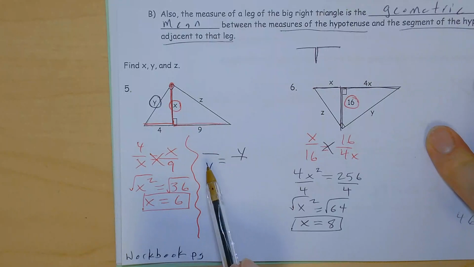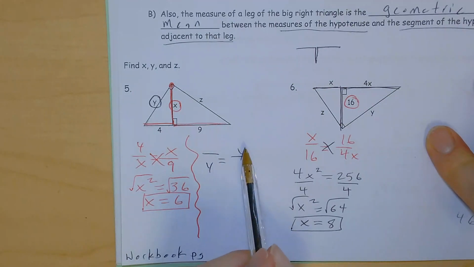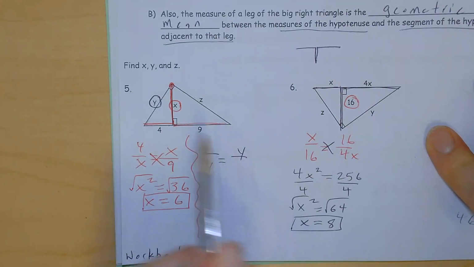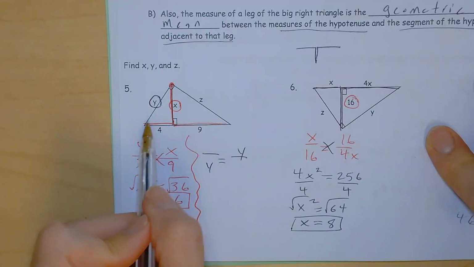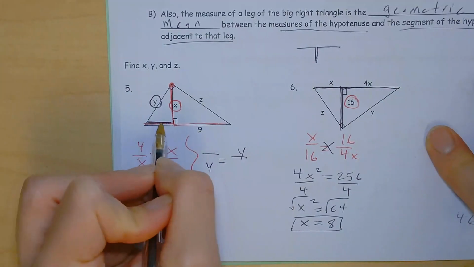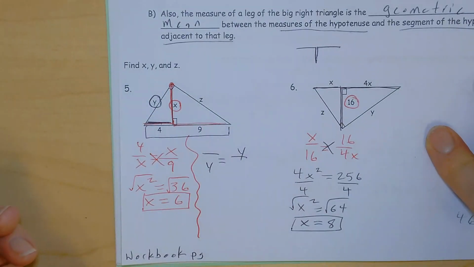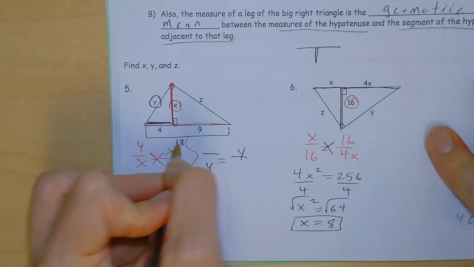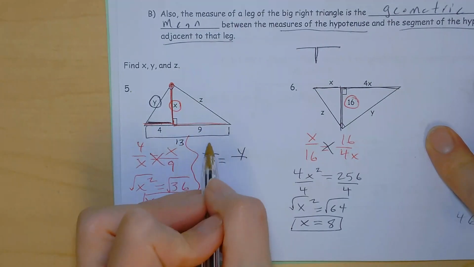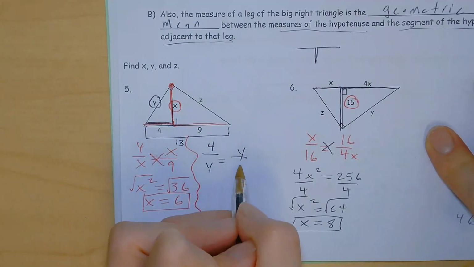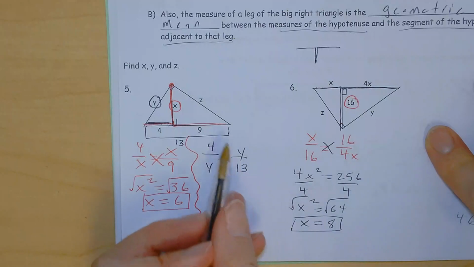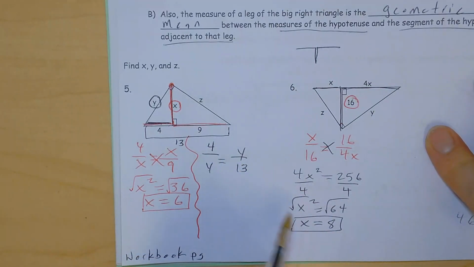So I'm going to put y on the bottom left and the top right. Okay, now in the other positions will be the piece of the hypotenuse that's touching the leg, and then the whole entire hypotenuse, which adds to 13, by the way. Okay, so in this position, I'm going to put a 4, and then the whole hypotenuse is 13. Now, could you switch those? Yeah, it doesn't really matter where the 4 and the 13 go.